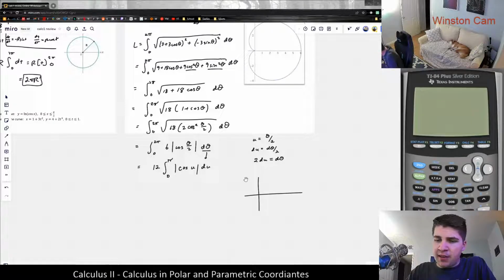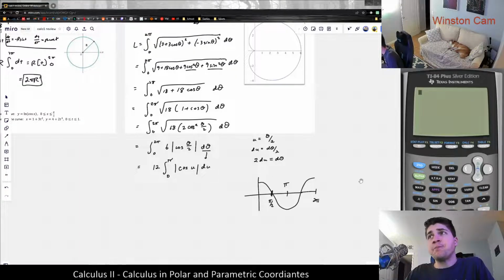But if we think about the integral of cosine from 0 to pi, cosine, by the time we get to 2 pi completes one cycle, but at pi, it's gone down to the negative side. And at pi over 2, it's at its halfway point.